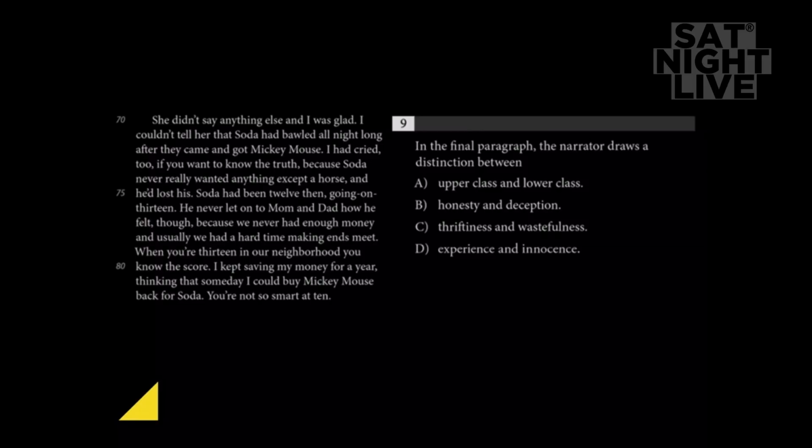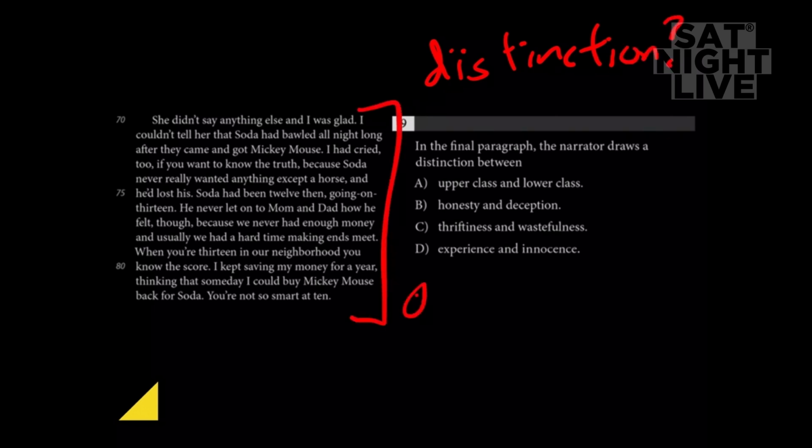Towards the end of this paragraph, we have question 9. In the final paragraph, the narrator draws a distinction between... Again, this part we don't always need to write down, but it's good to know that we're looking to identify some type of distinction. Once again, I'm going to take the final paragraph, mark it as question 9, and read it. And I'm really looking for where there's a contrast.